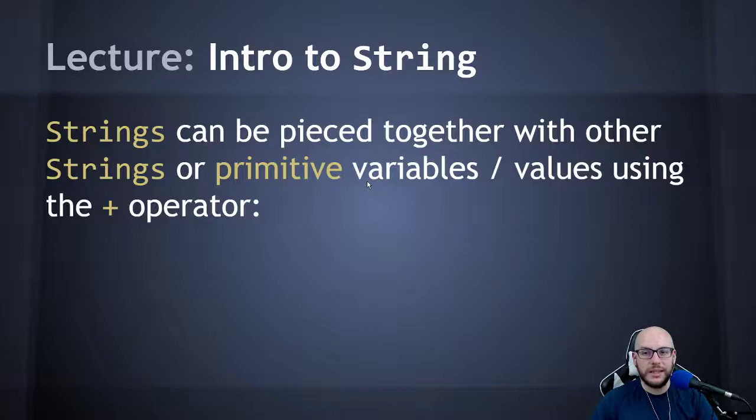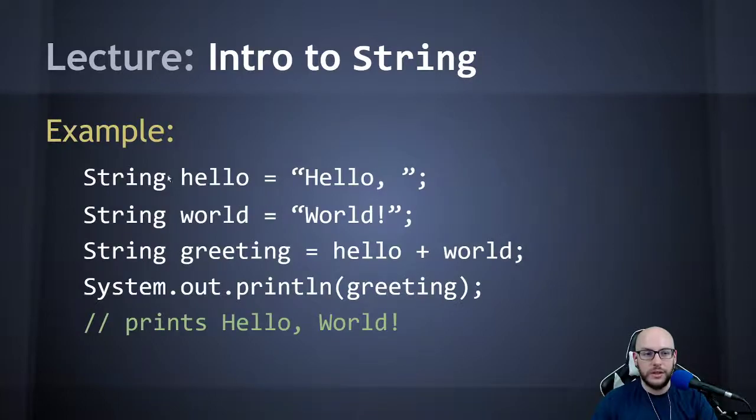Strings can be pieced together with other strings or primitive variables or values using the addition operator. Right here I have a string variable hello, and it is going to have the contents of this string literal, hello, comma, space. Note that the space is inside the quotes, and that registers, right? This is part of the string.